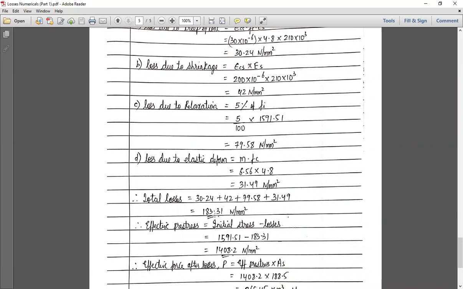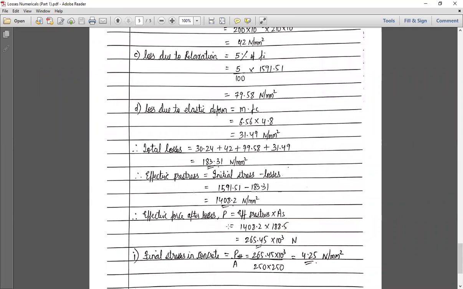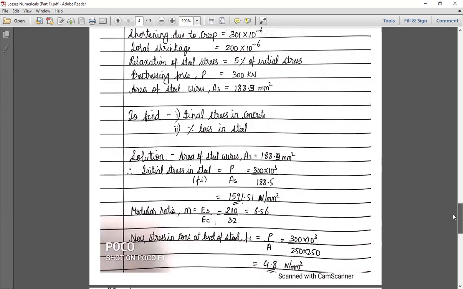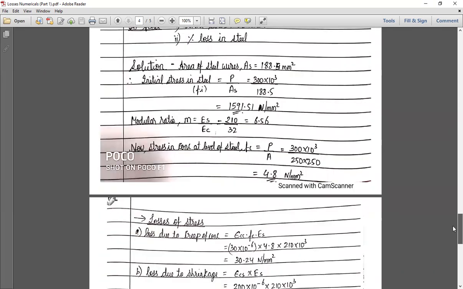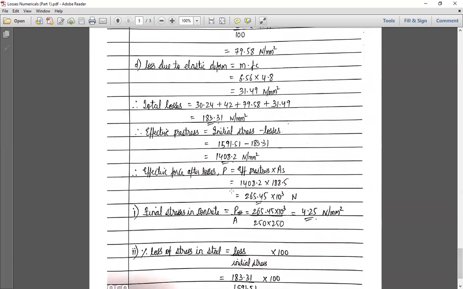So what is the effective pre-stress? We have to reduce the losses. So from the initial stress, if you subtract the losses, you will get the effective pre-stress. That means this much pre-stress is actually in the tendons, and everything else has gone into losses. So therefore we have to find out the effective force after the losses. That is what is asked in the question also: final stress and percentage loss. So now let us find out the effective force: effective pre-stress into area. So this is the actual effective force.